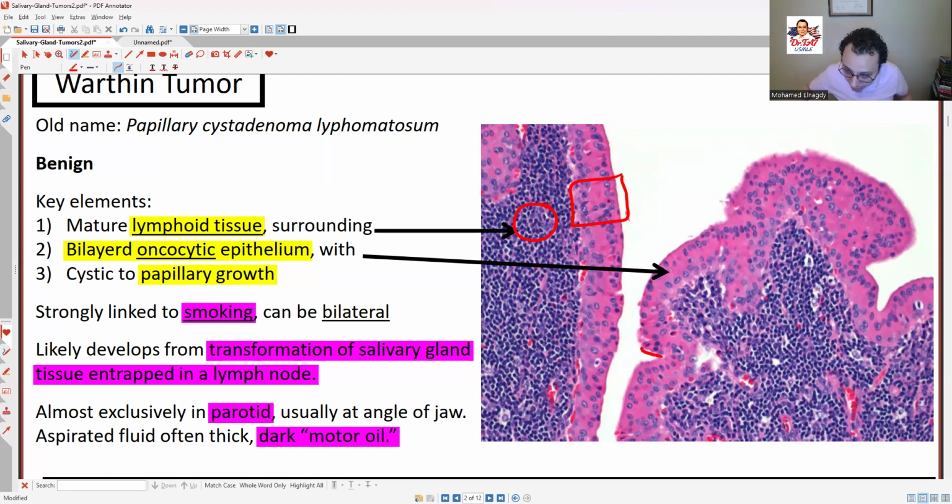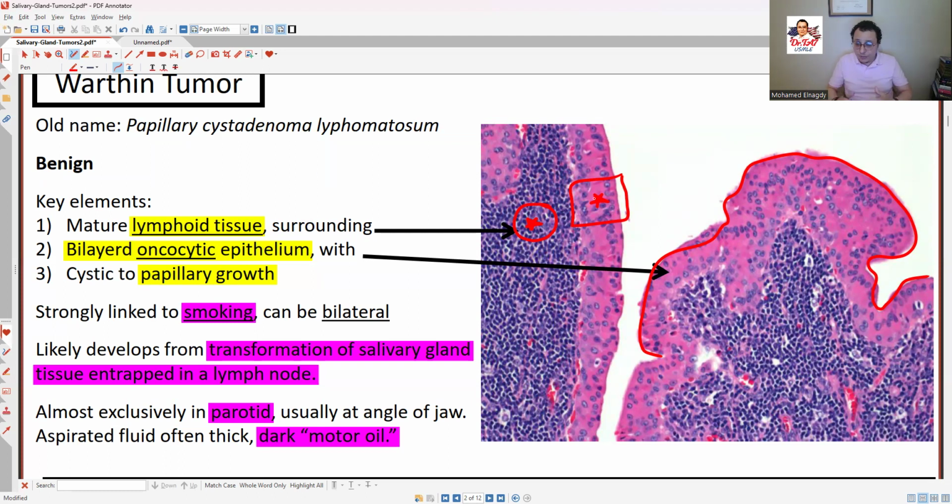What I mean by papillary growth is that you won't see like a solid mass. You will see that there is a kind of fingers, thick finger-like papillary projections. That's the papillary growth. But the two key features that you need to memorize and put a star on are the lymphoid tissue, the mature lymphoid tissue, and the double layer of oncocytes surrounding this mature lymphoid tissue.